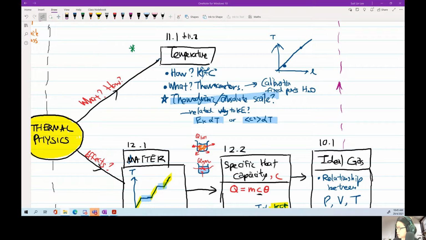thermometer comparison table. A handy dandy one that is from the textbook.